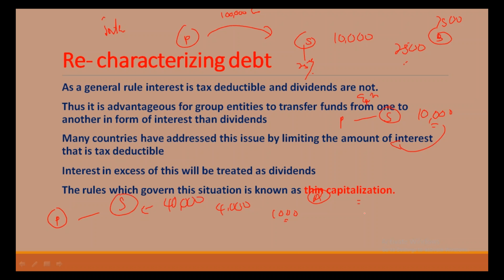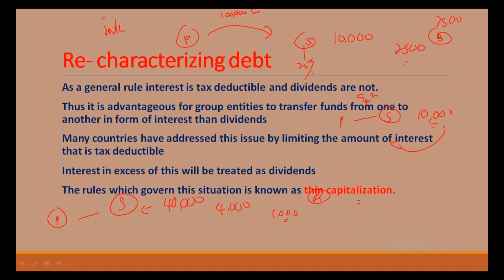Reason? By giving loans, the parent can let the subsidiary claim all the tax relief. So it makes sense. But the tax authorities know why you want to do that, so they will come and say, no, this is not fair, right?